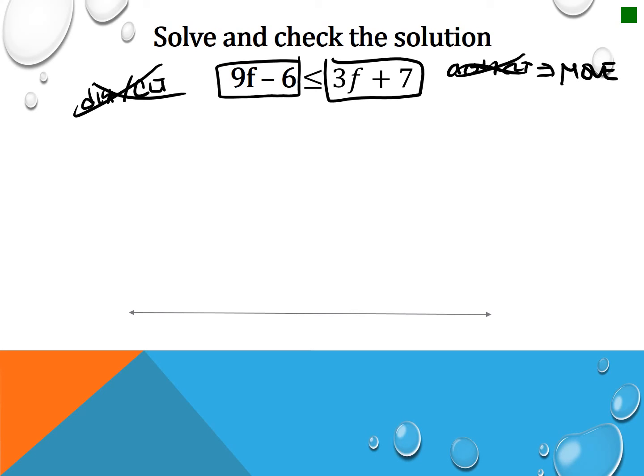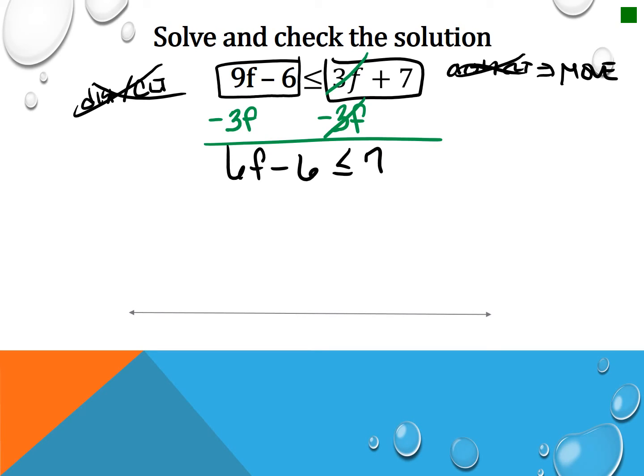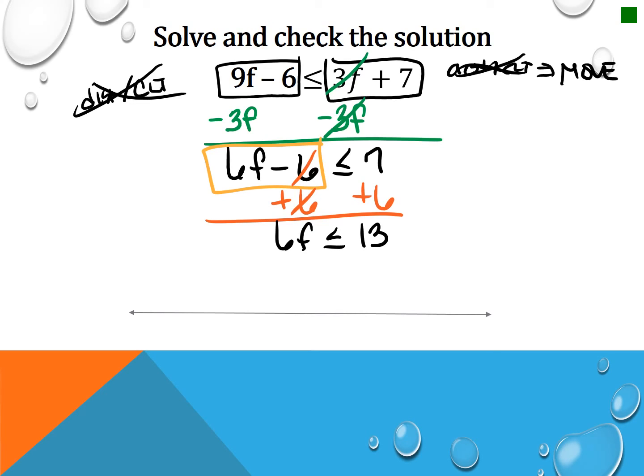I'm going to look at the right-hand side and I'm going to move the variable term. It's a positive 3f, so I'm going to move it by subtracting 3f. So I'm going to subtract 3f on both sides. Cancels over there. So now 9 minus 3 is 6f. I still have a minus 6, less than or equal to 7. Over here where my f is, there's a minus sign. When I have a minus, remember I'm going to use a plus 6, always getting rid of the opposite. So now I have 6f is less than or equal to 13.